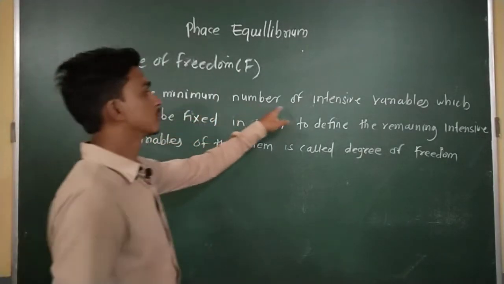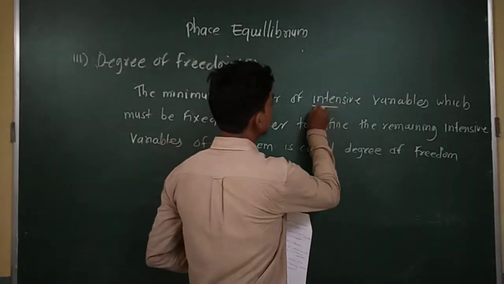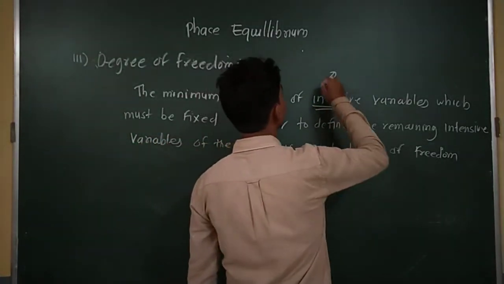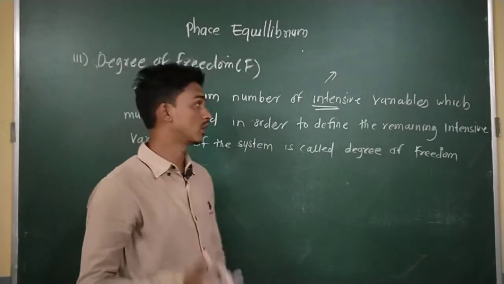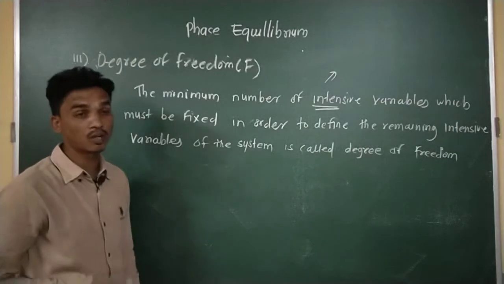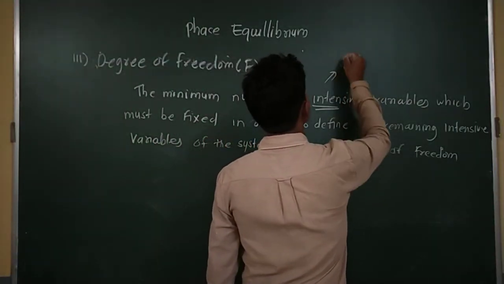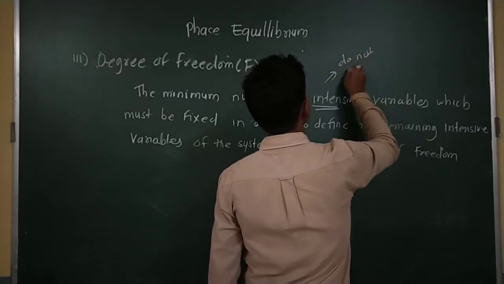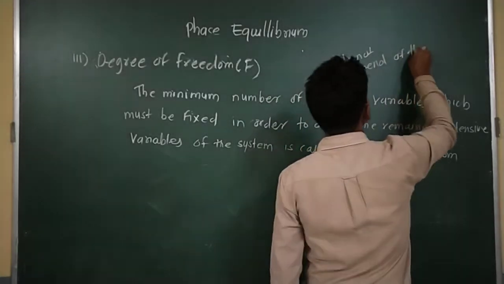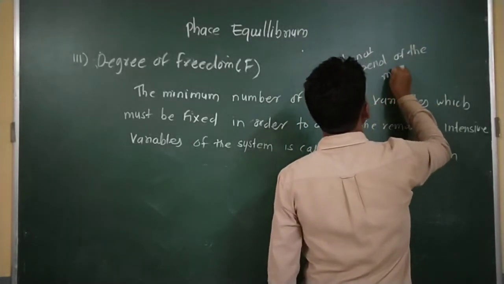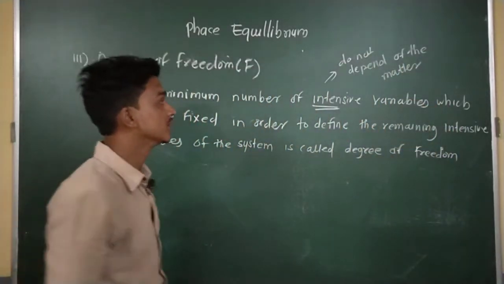The minimum number of intensive variables. The word intensive means what? Intensive property means what? That property which does not depend on how much matter is present in the system. That means it does not depend on the matter of the system.